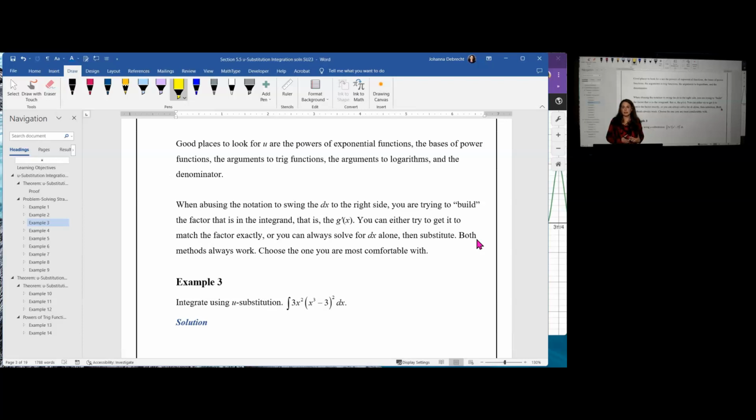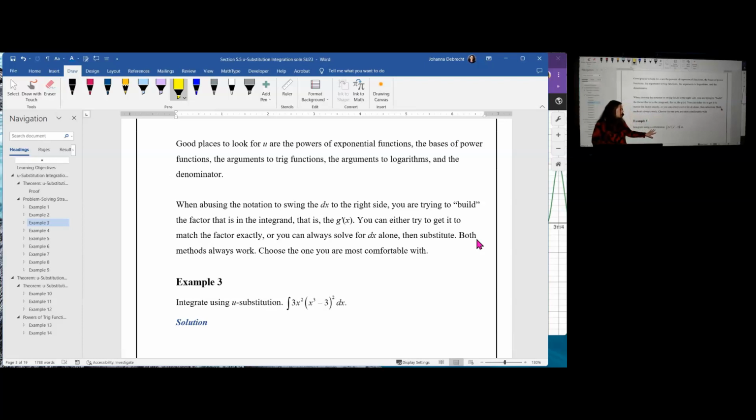You could also say take the radicand, the part underneath a radical, and let that be your u. There are all different ways to find and work with u. Remember that when you're abusing the notation by swinging the dx around to the other side, you're trying to build that g prime of x dx, or a multiple of it. And you can either try to get the factor that's in the original integrand exactly, or you can solve for dx and substitute, and it'll work both ways.